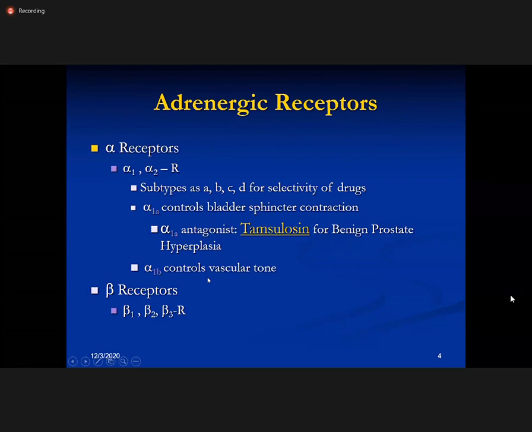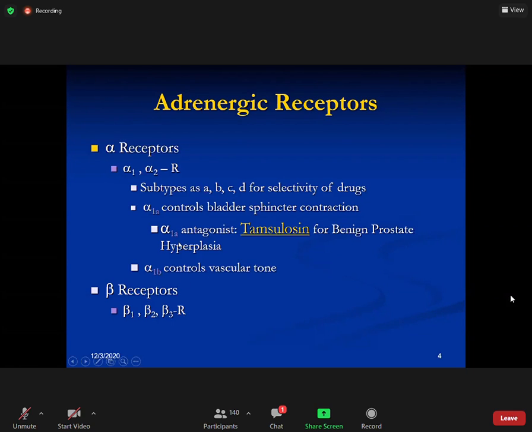I didn't understand the question. I'm telling you, we use an alpha 1 antagonist for benign prostate hyperplasia. So now if the prostate is enlarged, it will put pressure more on what? The urinary bladder, okay. So you need to give an alpha 1 antagonist to relax this. Which is better for this patient, to give him a general alpha 1 antagonist or an alpha 1A antagonist? It's written here in front of you.